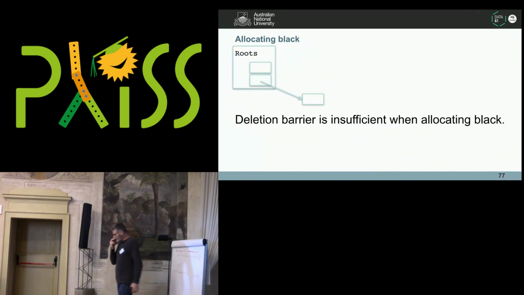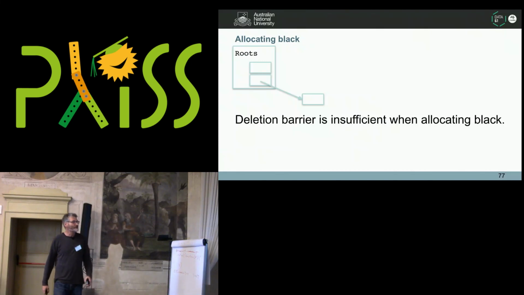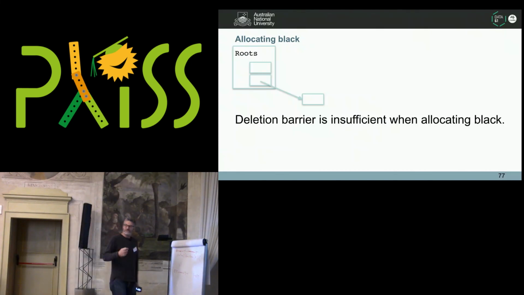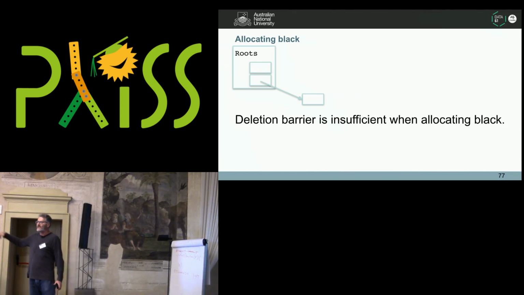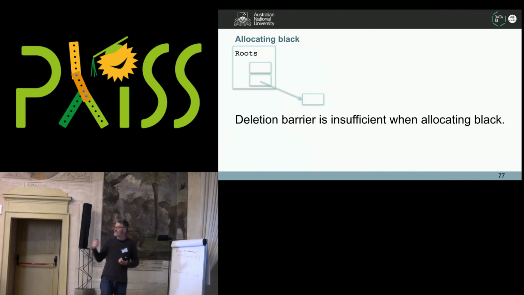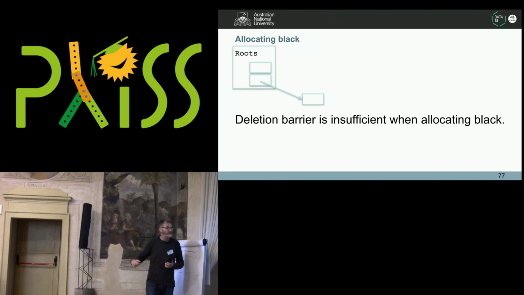All right, so what's the wrinkle? If we're allocating black, which is a desirable thing to do so that we don't let the mutator race ahead and allocate objects and prevent us from completing garbage collection, so that they don't have to get factored into this round of collection, then in fact the deletion barrier is not sufficient for safety.